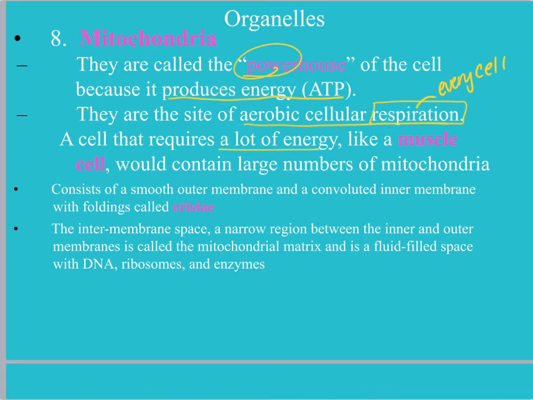So the mitochondria are distinctive because they have an outer membrane and an inner membrane, and the inside has cristae. I think they're kind of bean shaped or oval shaped, and it kind of looks like this. Those are the cristae, the little squiggles.